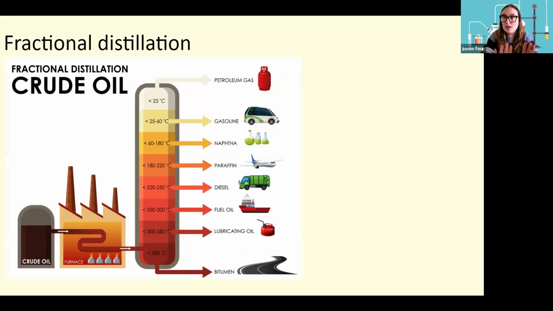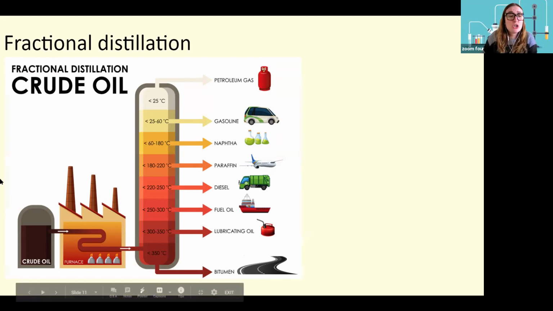Now, this is a diagram that shows fractional distillation. Apologies, guys. What I'm going to do is talk you through it. Then I'm going to pop up some notes that will be on the slides that you can use when you come back to it. And then I want to show you an example question, so you can see how it might come up in the exam.